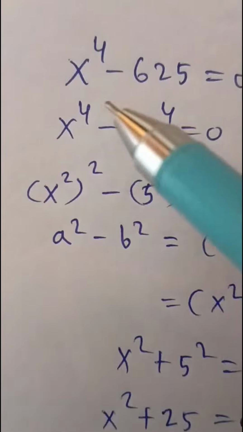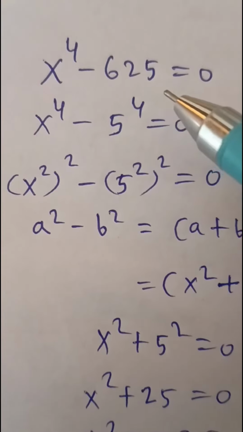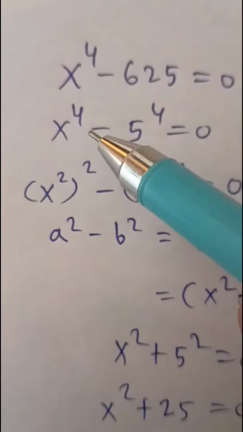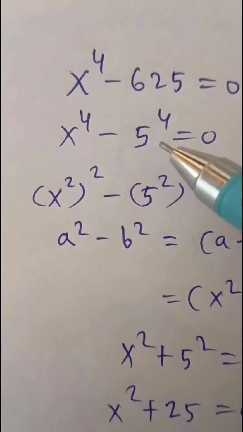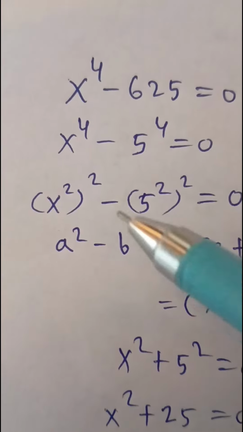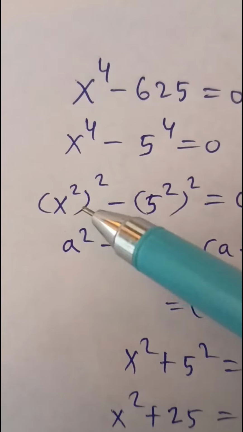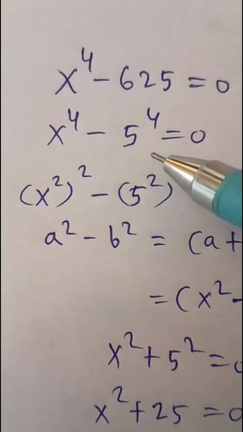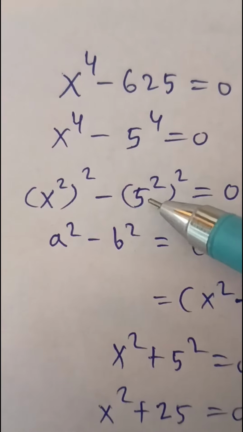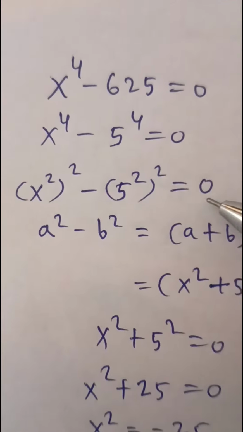How to solve this problem? x to the power of 4 minus 625 is equal to 0. x to the power of 4, you have to write as it is. 625 we can write as 5 to the power of 4. x to the power of 4 we can write as (x squared) whole squared, minus 5 to the power of 4 we can write as (5 squared) whole squared, is equal to 0.